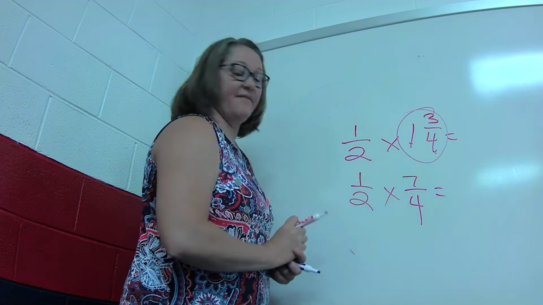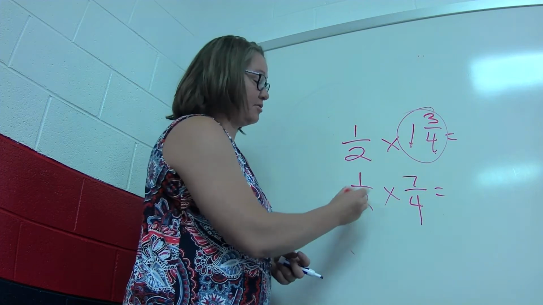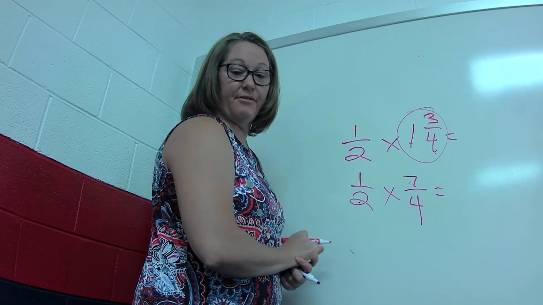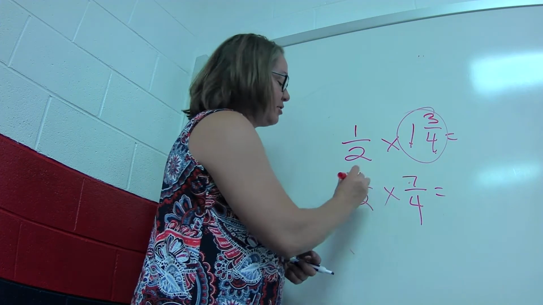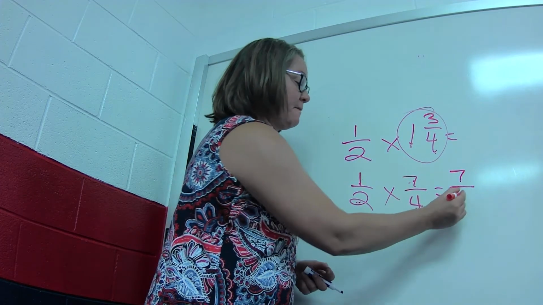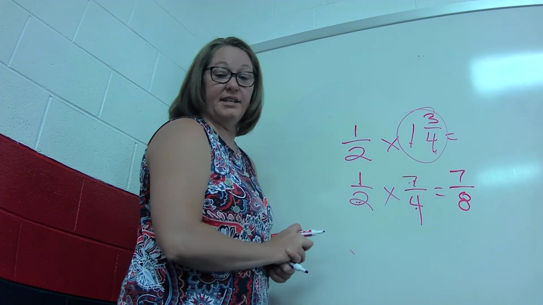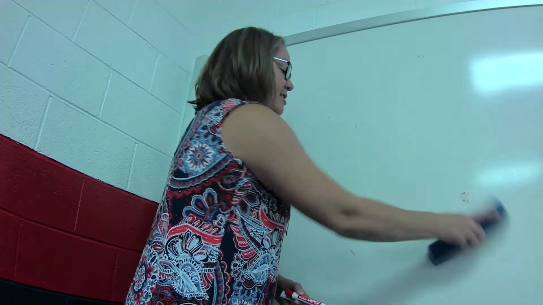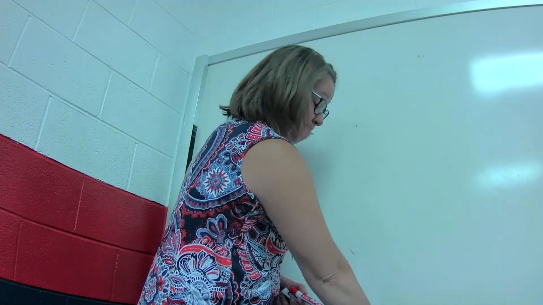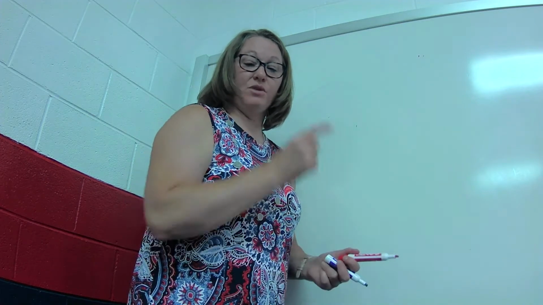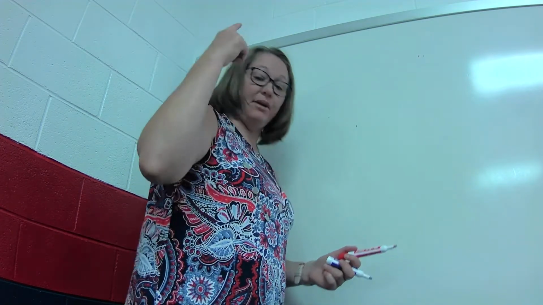Let's see if we have anything that we can cancel out. Can 2 and 7, any common factors? Nope. 1 and 4, any common factors? Nope. So 1 times 7 is 7, and 2 times 4 is 8. You would get 7/8. So we take a whole number to make it an improper fraction by putting it over 1. We take mixed numbers to make them into improper fractions. We take the whole number times the denominator plus the numerator.